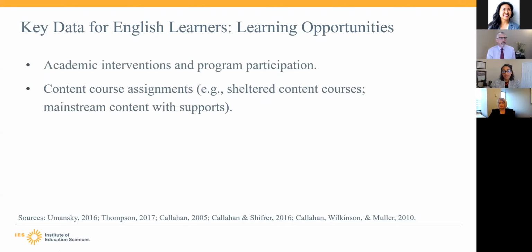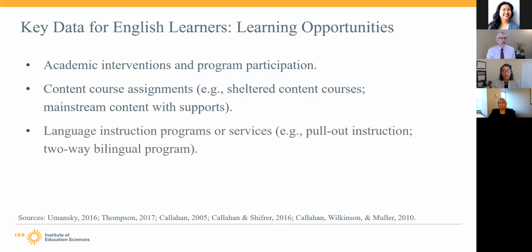Certainly anything about academic interventions or program participation. This might be information about whether students are receiving services related to gifted and talented programs or for students with disabilities, or, if you use response to intervention, the tier of support they're receiving. Another big one is the type of language instruction programs or services they're receiving. What is your system doing to help this particular student learn English?